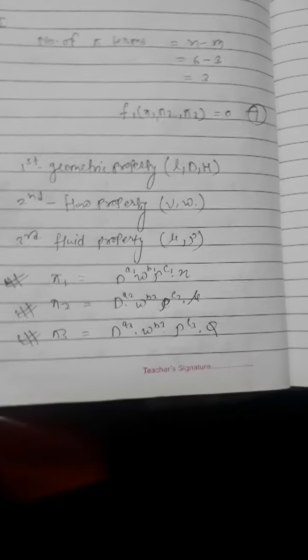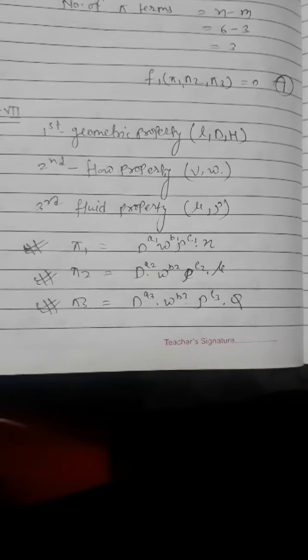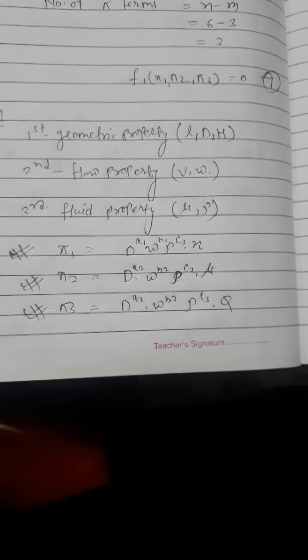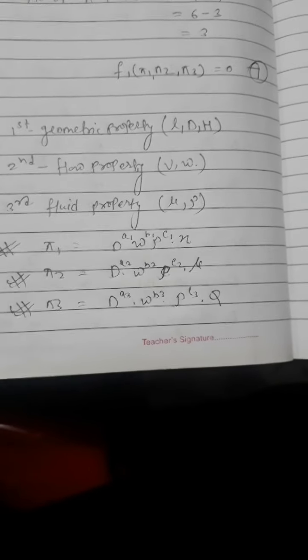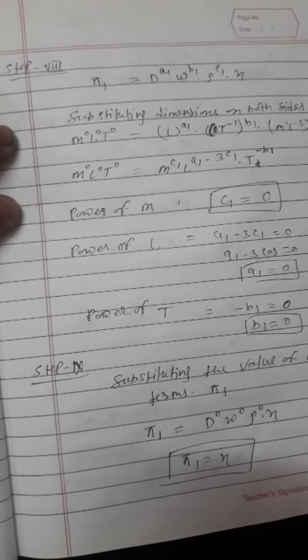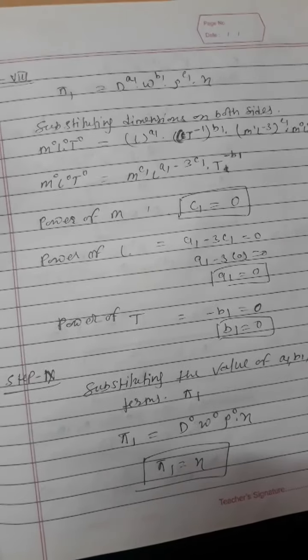The first of the pi terms, pi 1, is equal to d to the power a1, omega to the power b1, rho to the power c1 into eta. Pi 2 is equal to d to the power a2, omega to the power b2 and rho to the power c2 into mu. And pi 3 is equal to d to the power a3, omega to the power b3, rho to the power c3 into Q. Step 8, the first function pi 1 is equal to d to the power a1, omega to the power b1 and rho to the power c1 into eta.